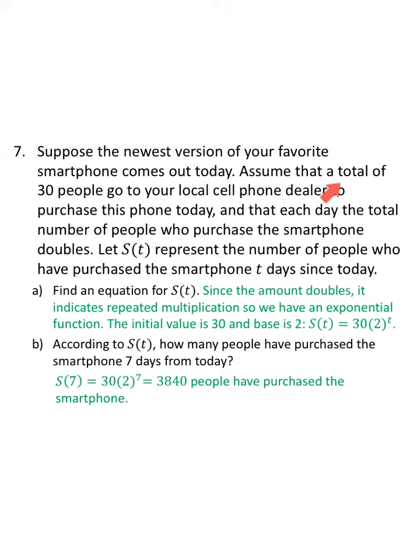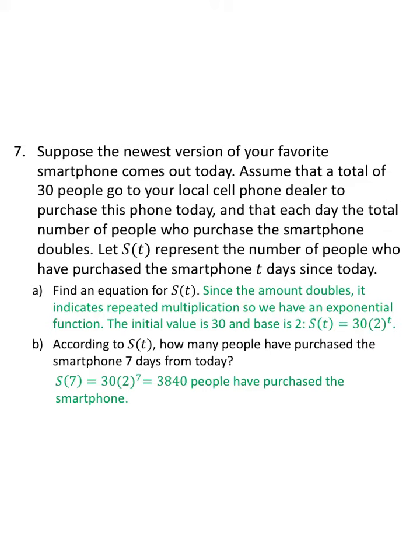Notice, this time I mean it. There's no calculator icon here, which means you get to use a calculator. Suppose the newest version of your favorite smartphone comes out today. Assume that a total of 30 people go to your local cell phone dealer to purchase this phone today, and that each day the total number of people who purchase the smartphone doubles. Let S of t represent the number of people who have purchased the smartphone t days since today.